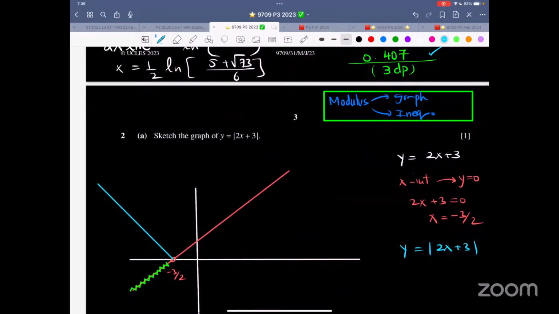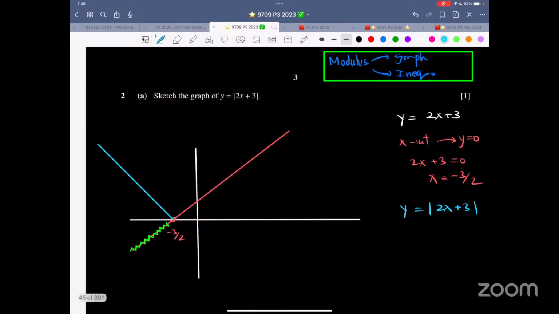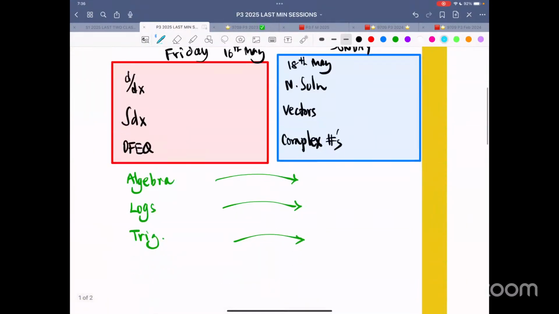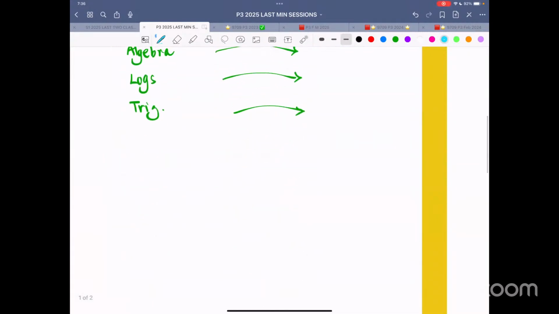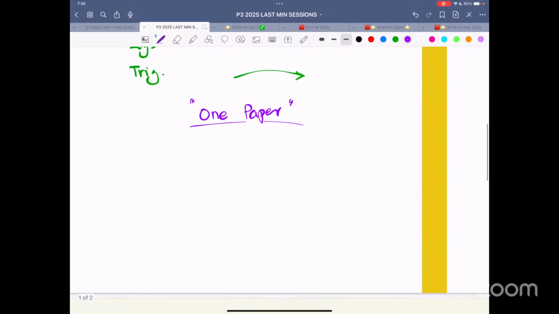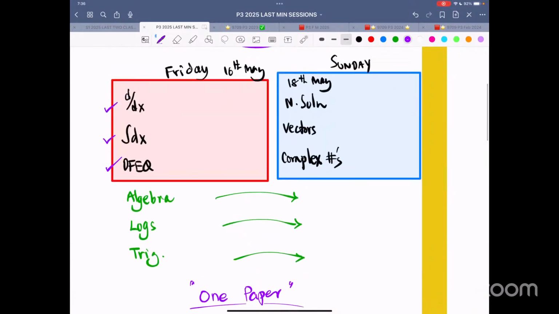A modulus question, let's also have a look. Actually, let me do this a different way. Yes, the focus will be like this, but let's do one paper with everything in it, so that someone who is unable to attend on Sunday for some reason can at least have a good look at this. One paper, complete with all topics, and the rest of them we can go through day-wise: differentiation, integration, differential equations, and numerical solutions, vectors and complex numbers.